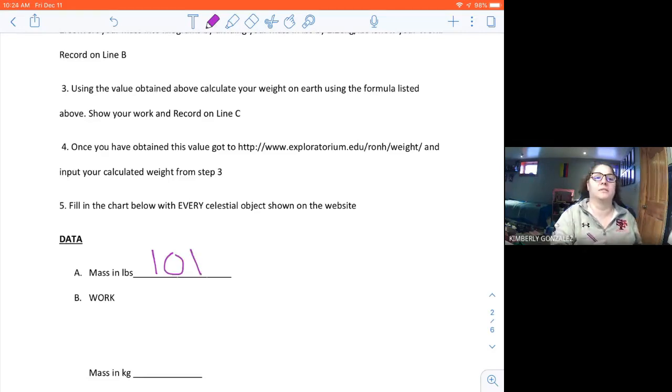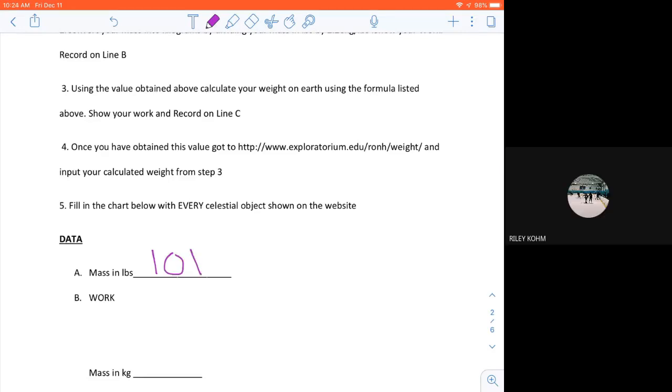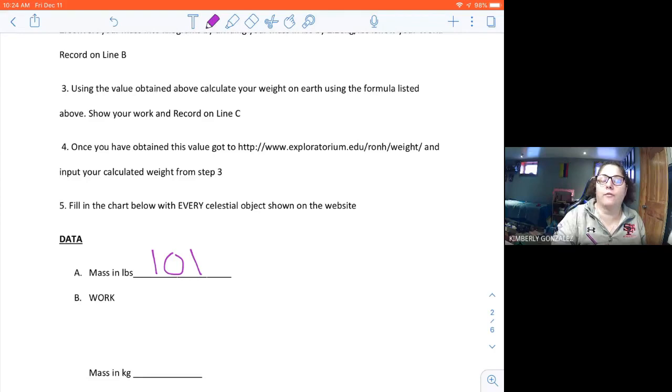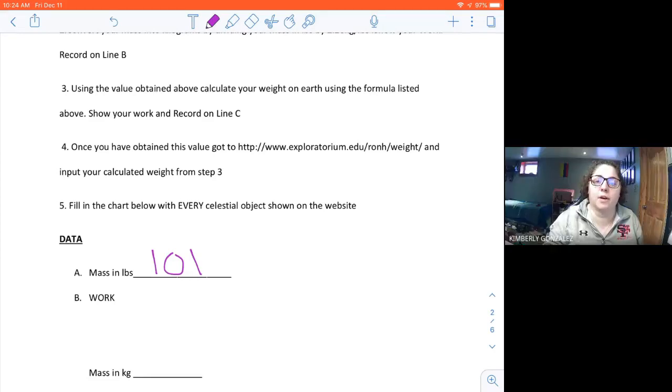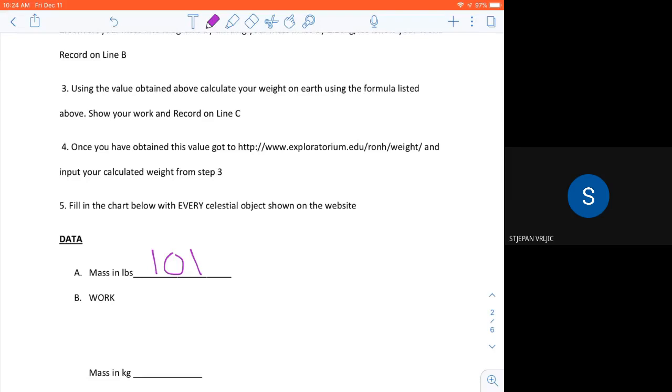mass in pounds here. Are you on, or does it have to be entirely typed? For the calculations, you can write it, but I want you to type up everything else. Okay, thanks. Entirely, in case you have that issue again of uploading. Stefan, what's up? Did you take attendance yet or no? No. I'm doing this first.